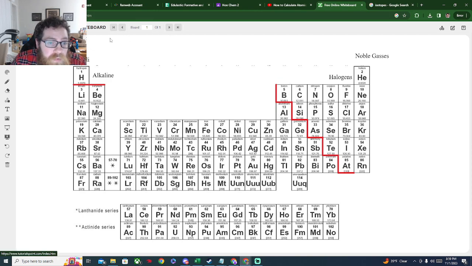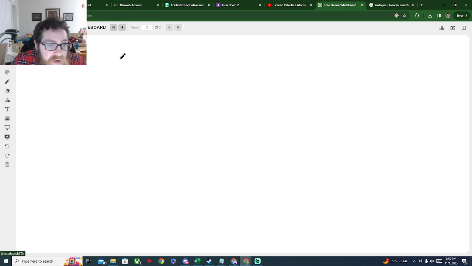So, starting up a new board here, you should also know isotopes. There are a few ways of writing and drawing isotopes. So let's say you have something like carbon 13. That means you have a carbon atom with mass number 13. That is protons plus neutrons.